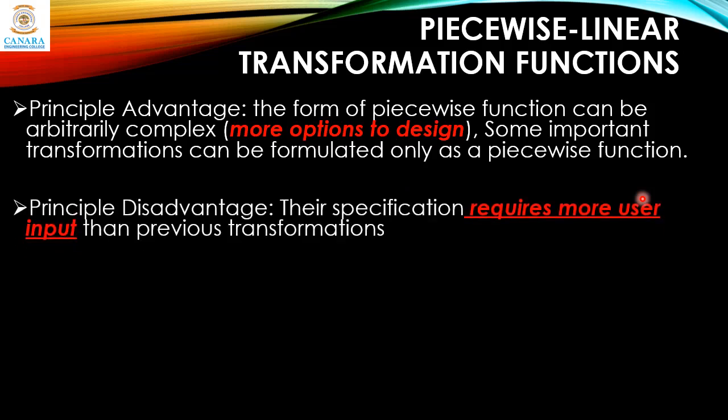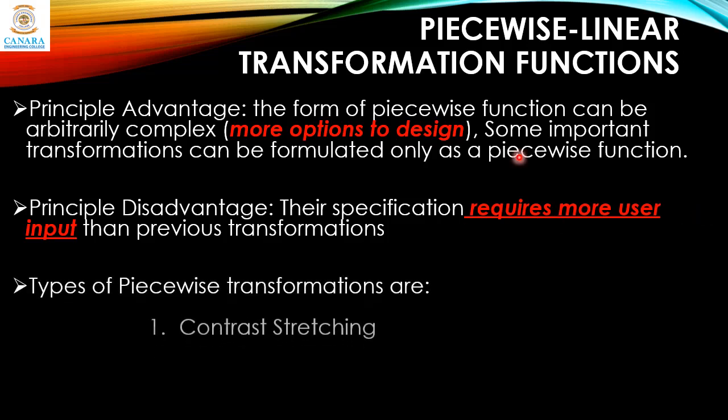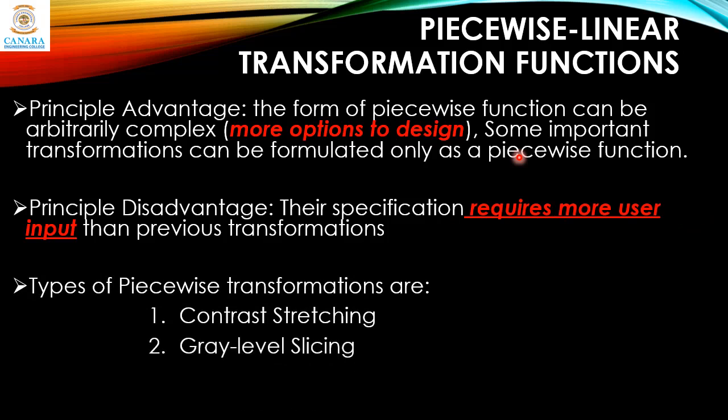The disadvantage here, because of their specification, is that it requires more user input than previous transformations like power law or log transformations. So user specification or user input is critical for piecewise linear transformation functions. The types that we will learn are contrast stretching, gray level slicing, and the last one, bit plane slicing.